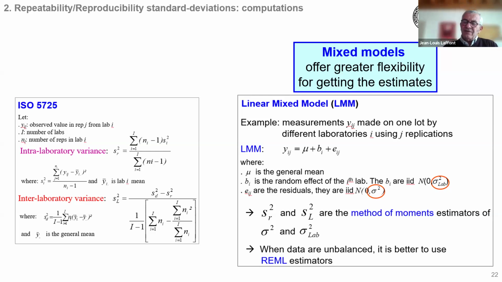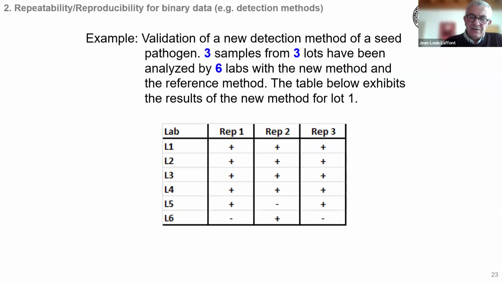Okay, so everything I have talked about is about quantitative data, like germination percentage, etc. But what about this type of data? Suppose we want to validate a new detection method of a seed pathogen, and for this we have 3 lots with 3 samples each distributed to 6 labs. And here are the results for the new method and for one particular lot.